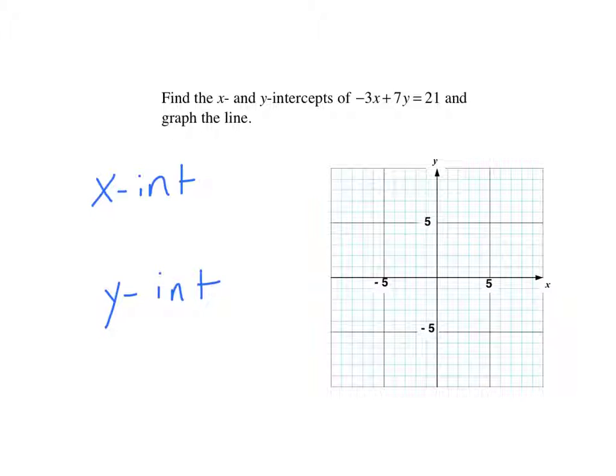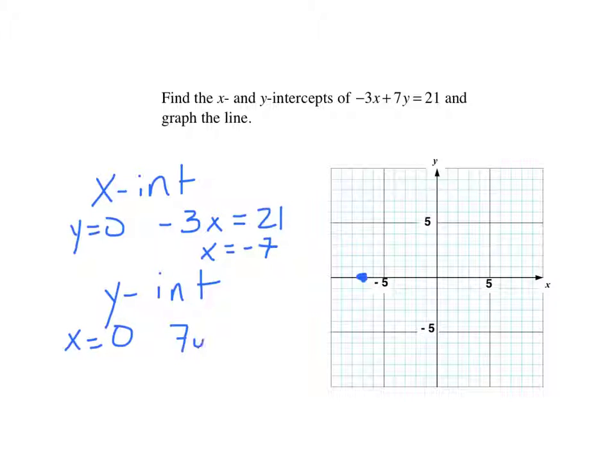So, x-intercept. If I want an x-intercept, how do I find it? Yes, that's right. You plug in 0 for y. So I have -3x plus 0 equals 21, and x equals -7. So the x-intercept is -7. Y-intercept, how do you find that? That's right, you plug in an x of 0. So that means we have -3 times 0, or 0, plus 7y equals 21, or y equals 3. And we plot that point right there, and then we go ahead and draw our line.